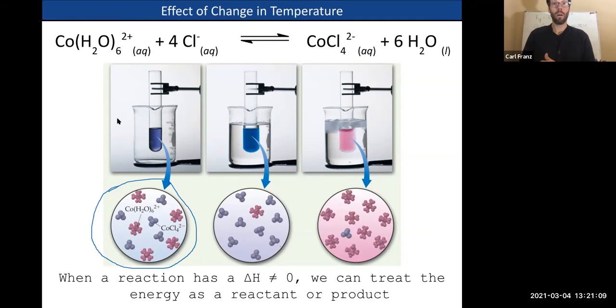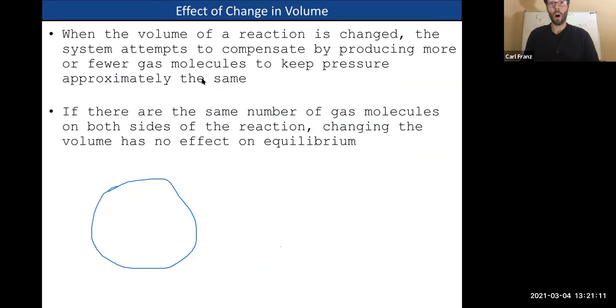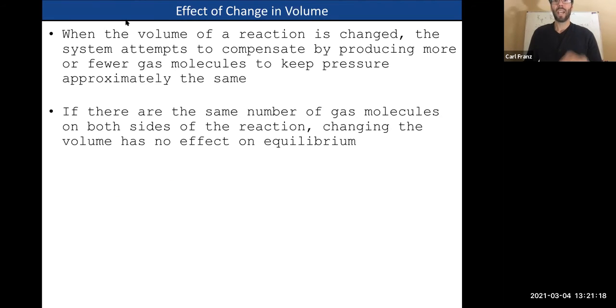Now, if we look at volume, same kind of thing, okay? We have the volume of a reaction, we change it. The system that is being changed based on Le Chatelier's principle is going to try and counteract that change by producing fewer gas molecules, for instance, to keep the pressure the same, okay?